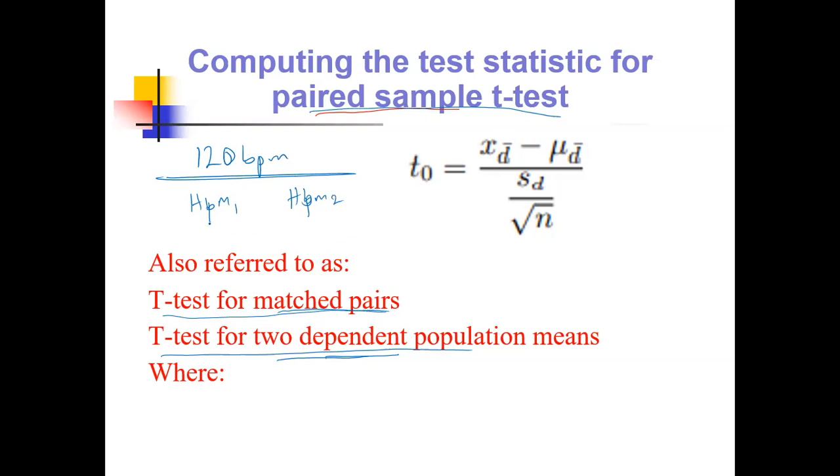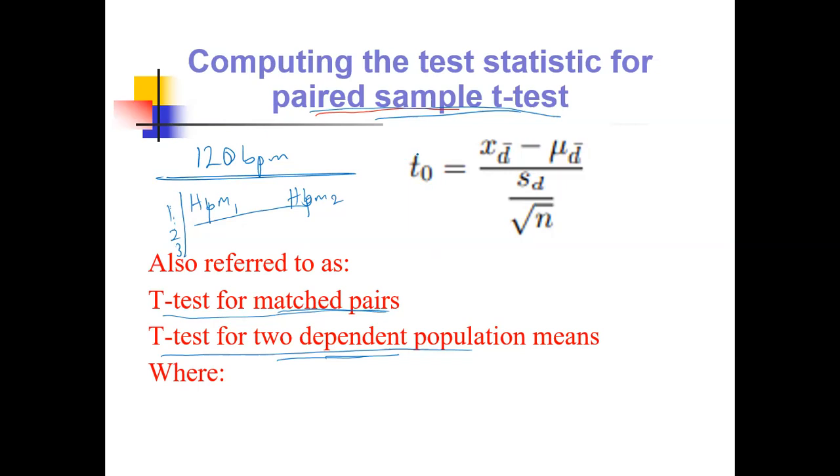So let's call this HBPM2. Remember, I'm taking this from the same set of individuals, right? So individual 1, individual 2, individual 3. For each individual, you have a pair of data, before and after. Because of that, if you're going to assess whether the exercise has impact in changing the heart rate, what you are doing is a paired sample t-test. Okay, that's how this came about.